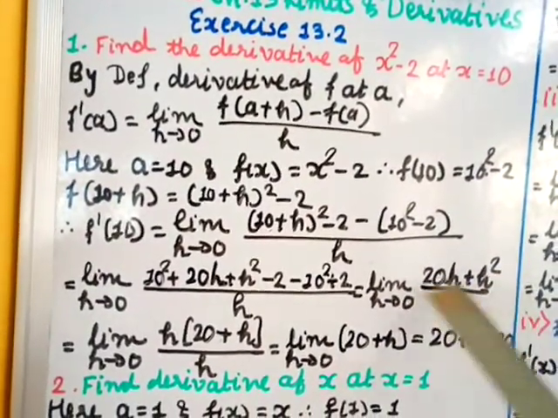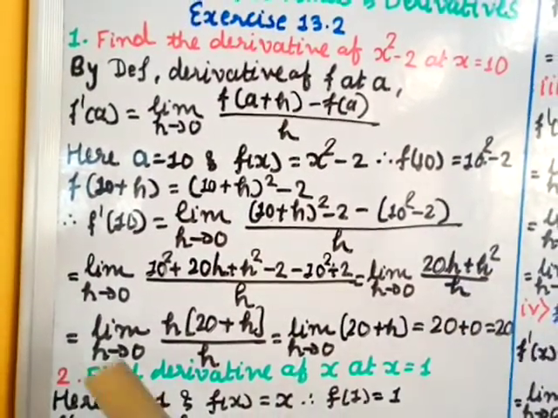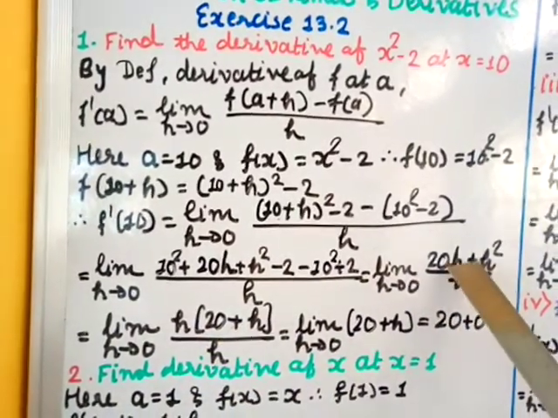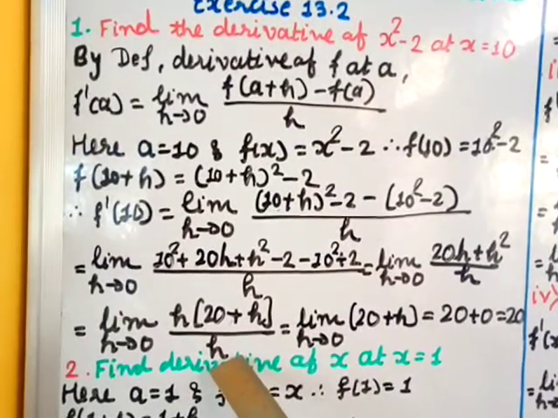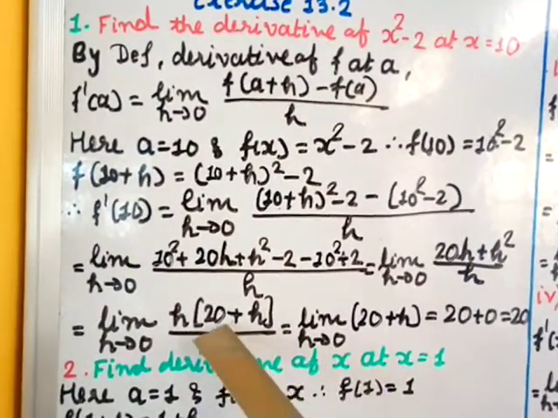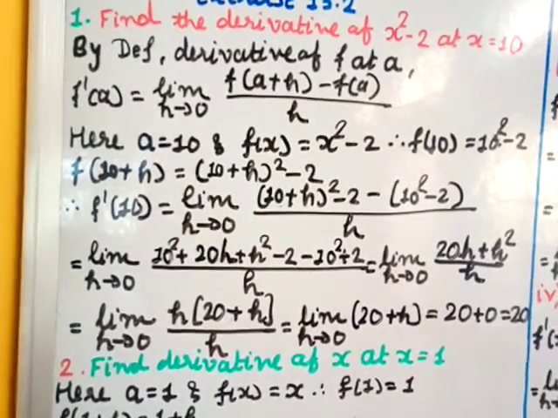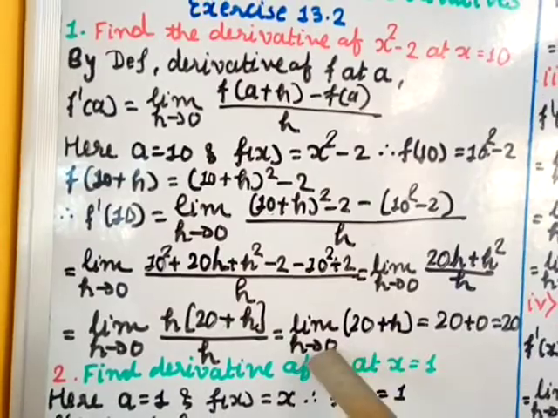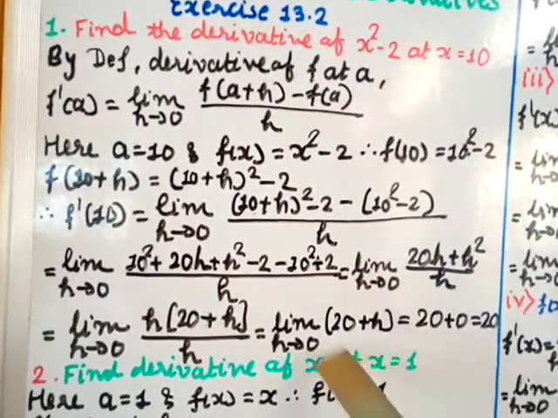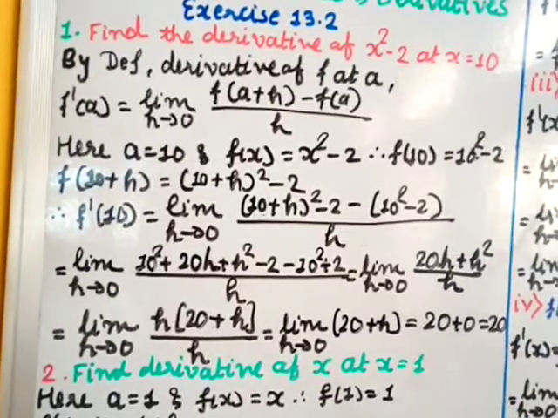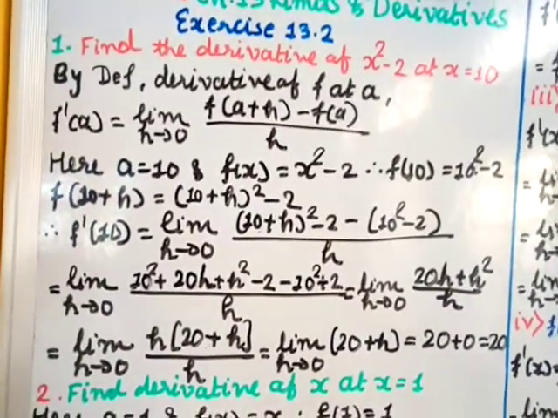From the numerator take h common. So you get limit h tends to 0, h common, here remains 20 plus h, divided by h. h and h cancel. So we get limit h tends to 0 of 20 plus h. Now apply the limit. Here there is no h, so 20 as it is, plus h value is 0, so 0. Once you apply the limit, no need to write the limit. So 20 plus 0 gives you 20. So that is the solution for question number 1.